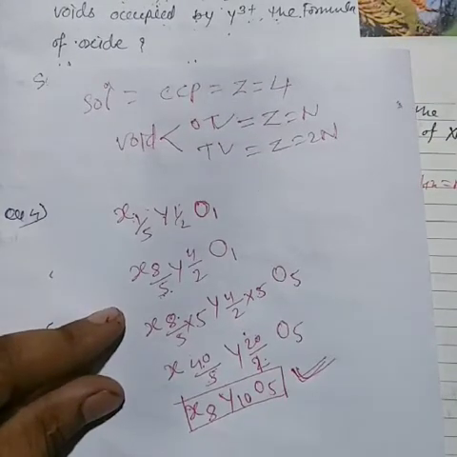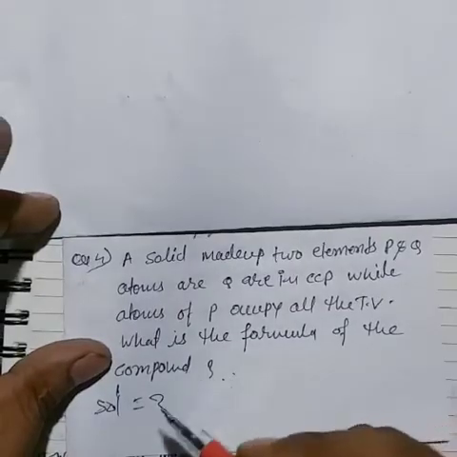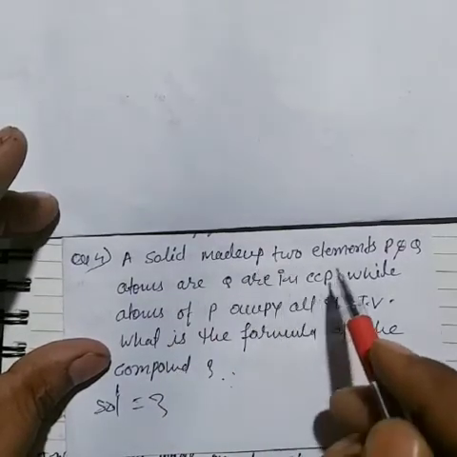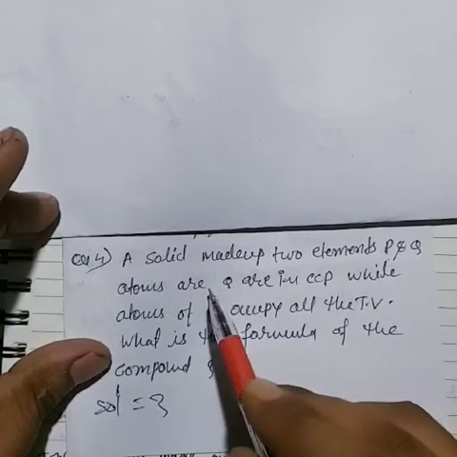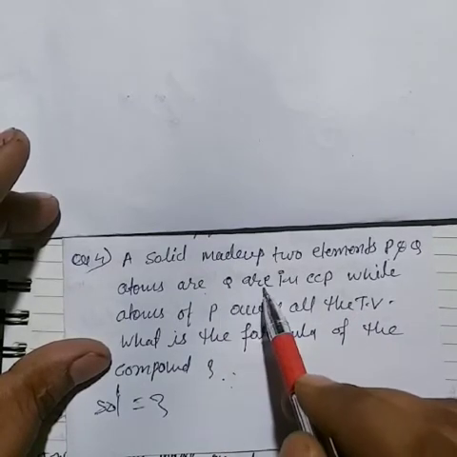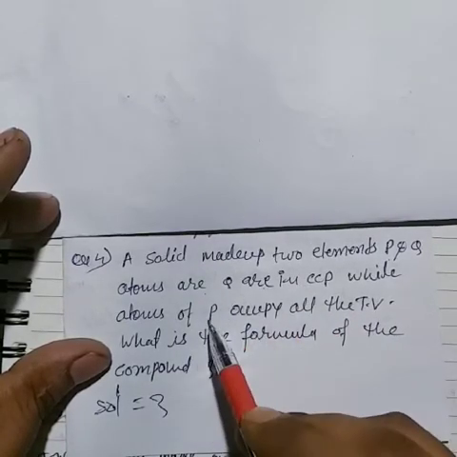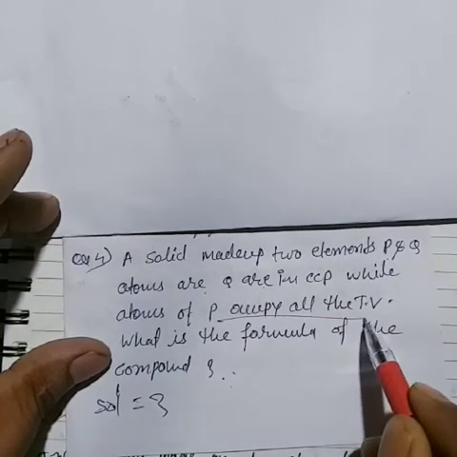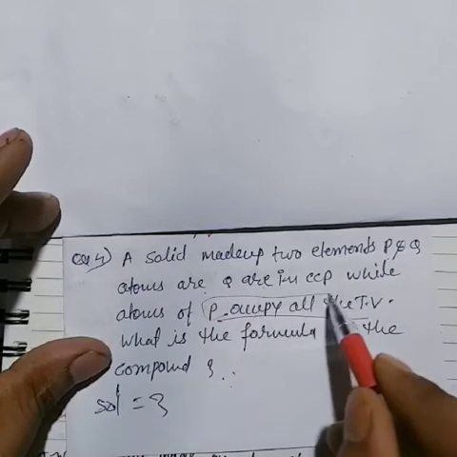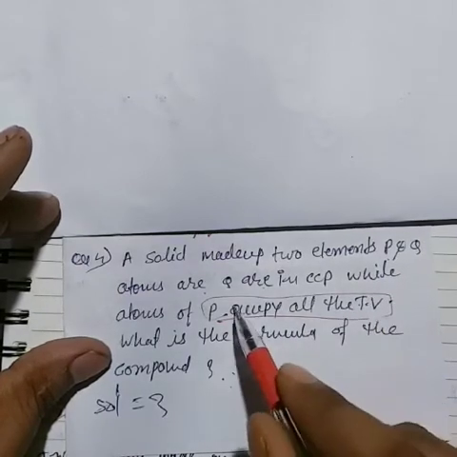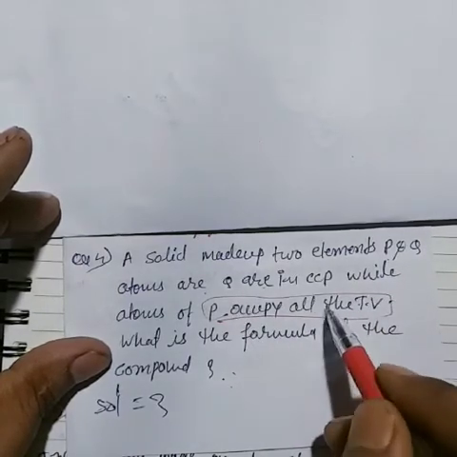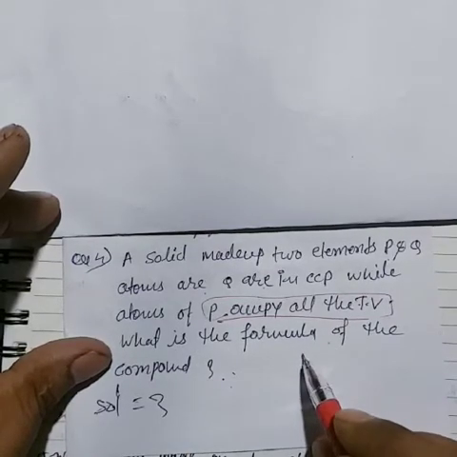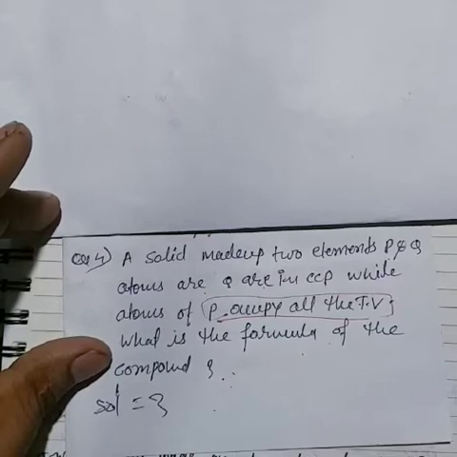Now next question is, question number 4, a test yourself question. A solid made up of two elements P and Q, atoms of Q are in CCP while atoms of P occupy tetrahedral voids. Now see here, students, the question tells you something: tetrahedral voids, that means P occupy tetrahedral voids. What is the formula of the compound? Very simple, just you have to do, students.